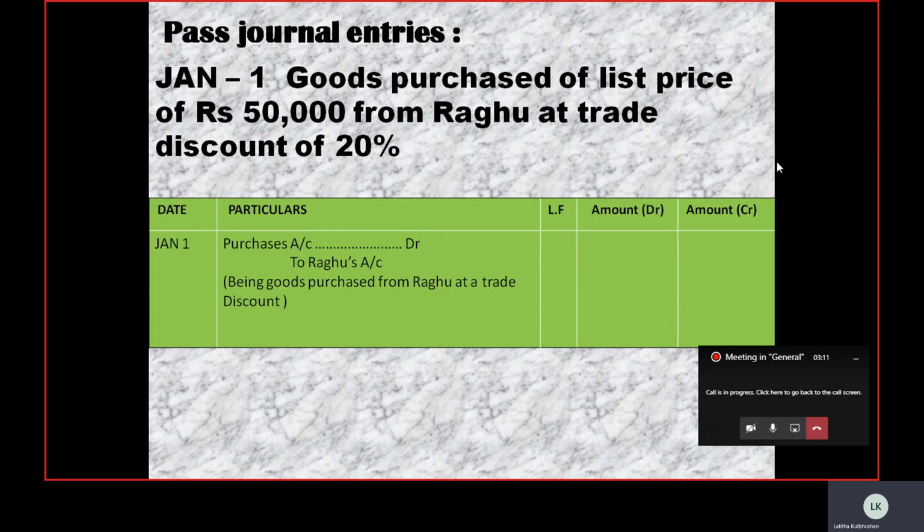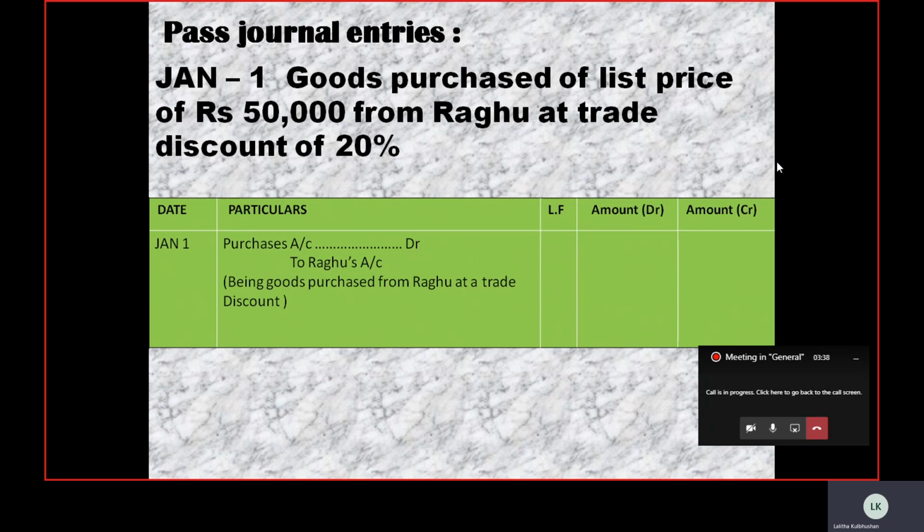So the transaction here is: goods purchased of list price of rupees 50,000 from Raghu at trade discount of 20%. So children, the name Raghu is given and nothing else is clearly mentioned in the question relating to any further information such as cash. In such a situation, when the name is given, we will assume that transaction to be a credit transaction. So the journal entry here will be Purchases account debit, to Raghu account credit.